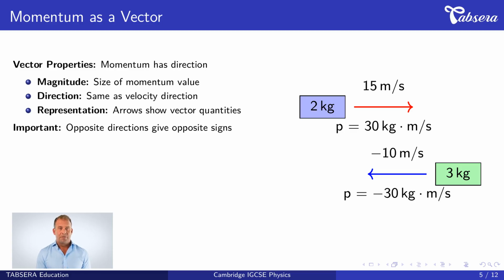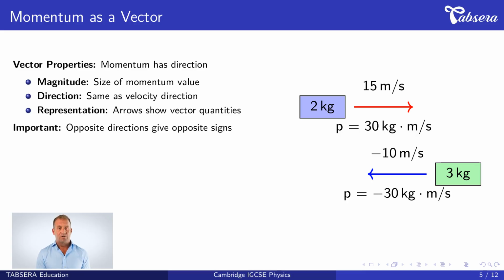Now we examine momentum's vector nature. This follows fundamental physics principles. Vector properties include magnitude and direction. Magnitude means the size of the momentum value calculated using P equals mv. Direction means momentum points the same way as velocity. We represent vectors using arrows showing both magnitude and direction.